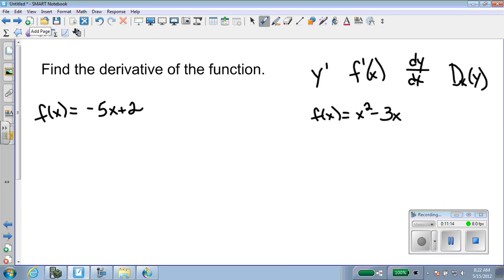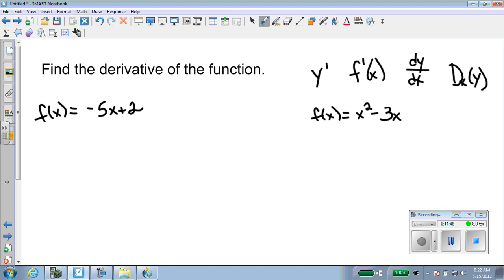Find the derivative of the function. Okay, these are the exact same directions, only in the most compact calculus form. It could also have asked us to find what's called y prime. That's a name for the derivative. f prime of x, that's the derivative. dy over dx, that's the derivative. d/dx of y, that's also the derivative. So the derivative goes by lots of notational names, depending on what kind of application you're doing.